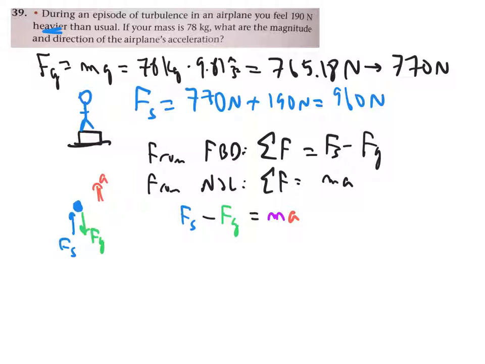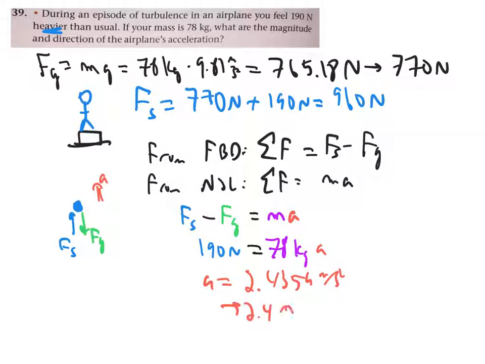Which means actually I guess I never really needed the Fg, because all we care about is Fs minus Fg, which was given to us as 190 newtons. And that should equal 78 kilograms times a. Or a is 2.4359 meters per second squared, which is really 2.4 meters per second squared because of sig figs. Also, since it came out positive, it means my arrow is in the right direction, so it is upward.